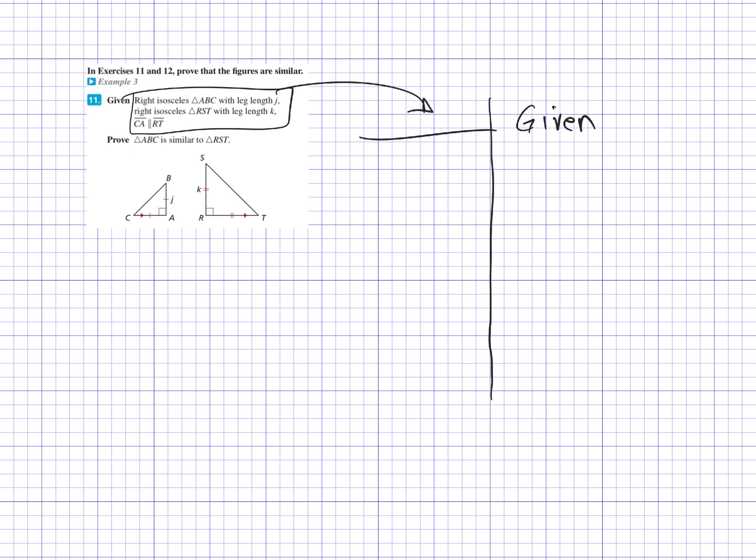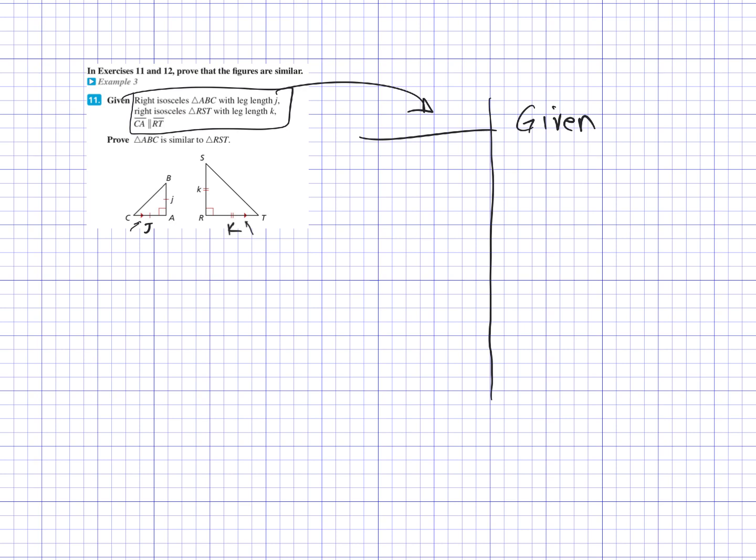You have right isosceles ABC with leg length J. Okay, so that's J and that's J as well. Right isosceles RST with leg length K. And that means that's K. That's what those hash marks mean. All right, and that's what isosceles means. Remember, whenever you start to say that's what it means, that means definition by whatever you're saying. And it says CA is parallel to RT. Okay, so you have the little parallel symbols right there. Okay, we're trying to prove that ABC is similar to RST.